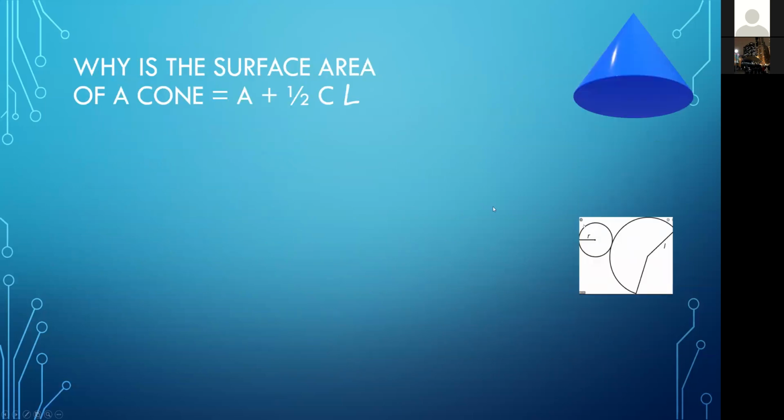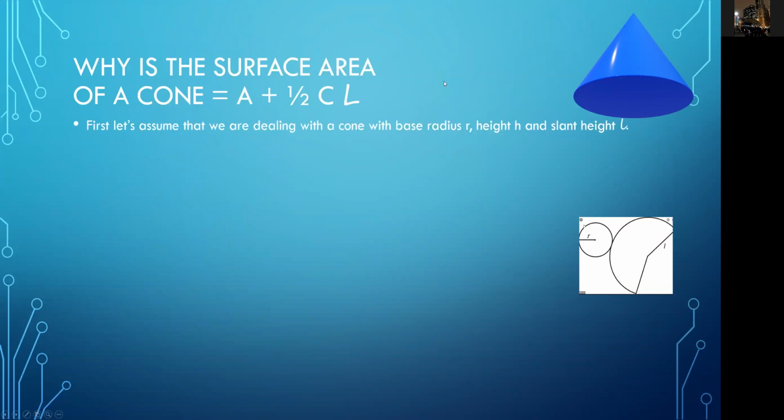Okay, next I want to think about why the surface area of a cone is equal to A plus 1/2 CL. So I've got my cone here, and we have the circle on the bottom, which corresponds to the circle on the net. And then if we were to flatten out the top, we would get a partial circle.